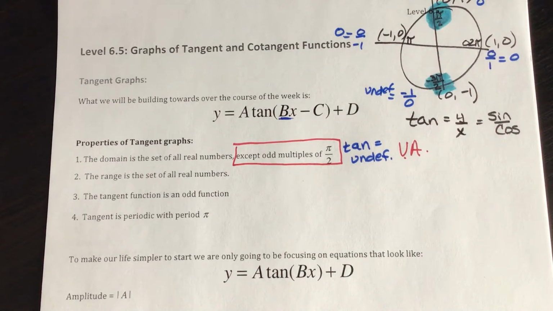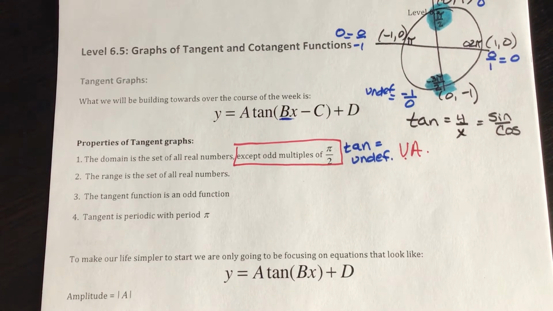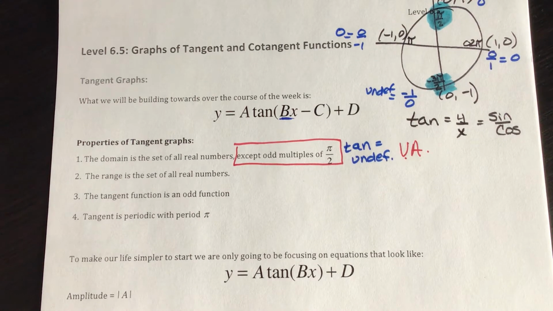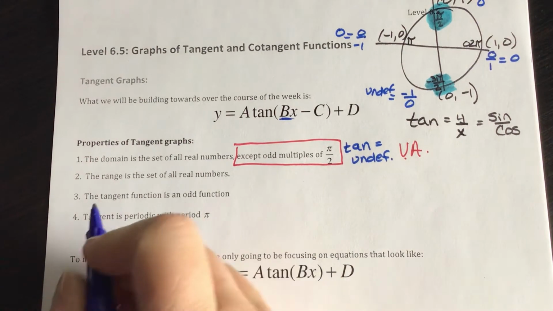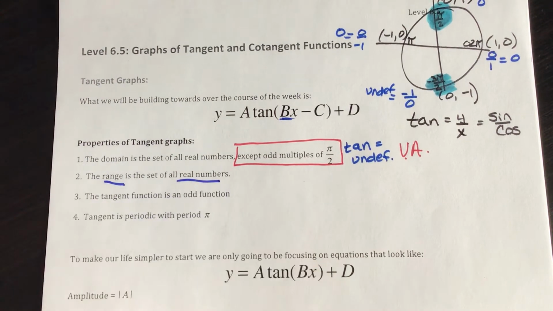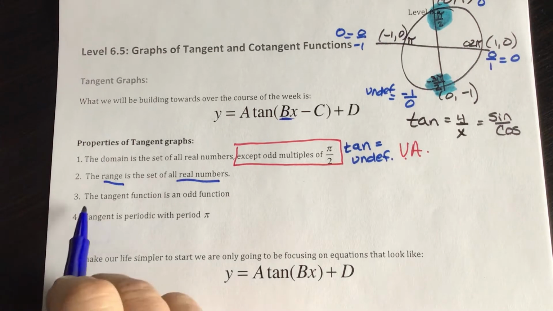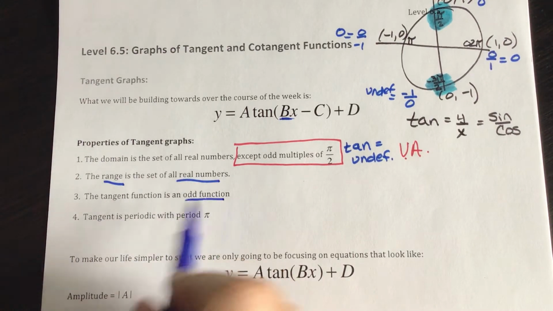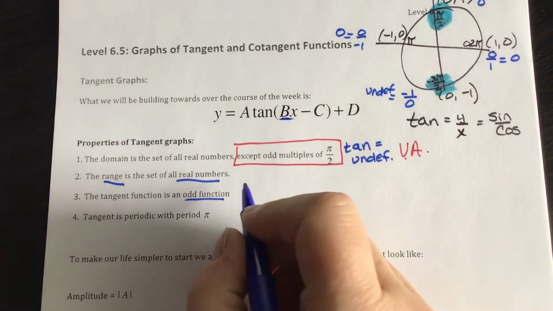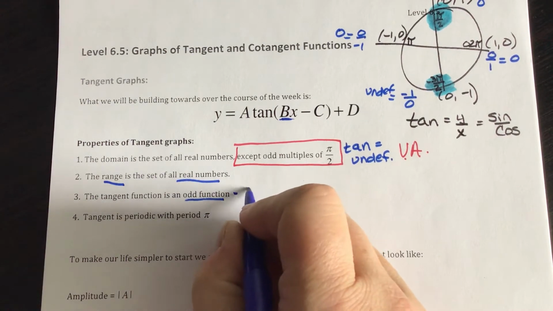And the range is the set of all real numbers, unlike all the other trig functions, where you had a set of numbers either between negative 1 and 1 for sine and cosine, or for secant and cosecant greater than 1 or less than negative 1. But the range here is all real numbers. It says the tangent function is an odd function. That means it's symmetric about the origin.